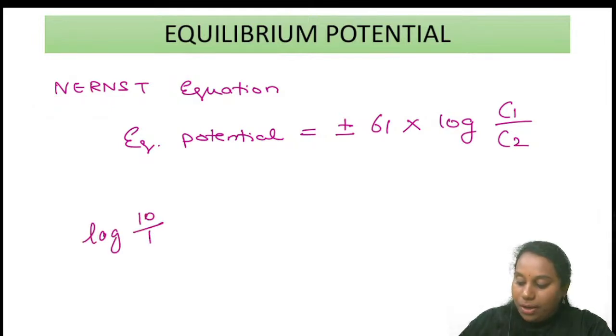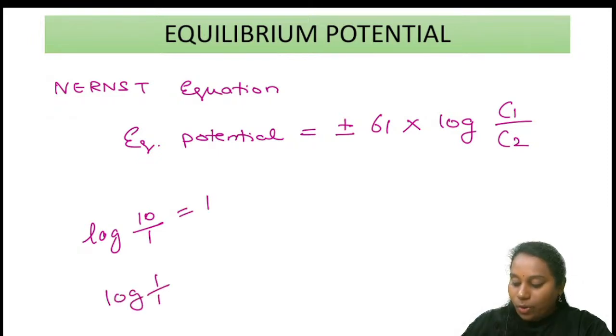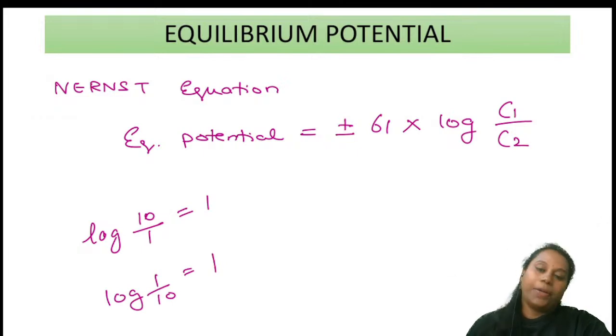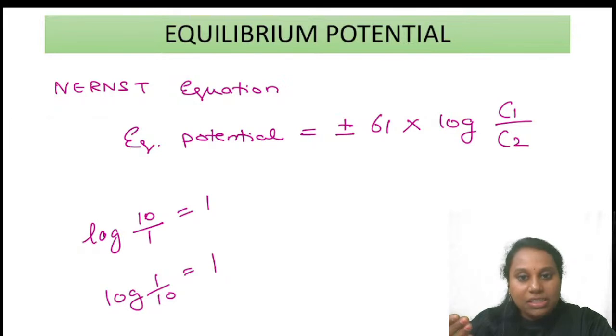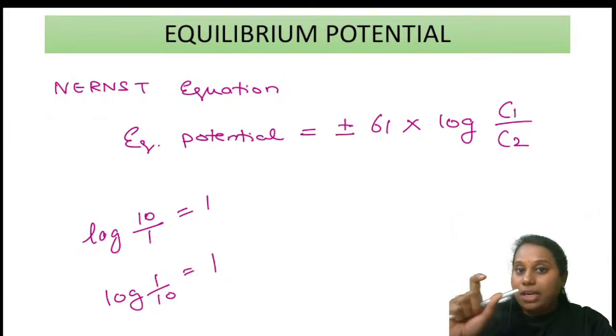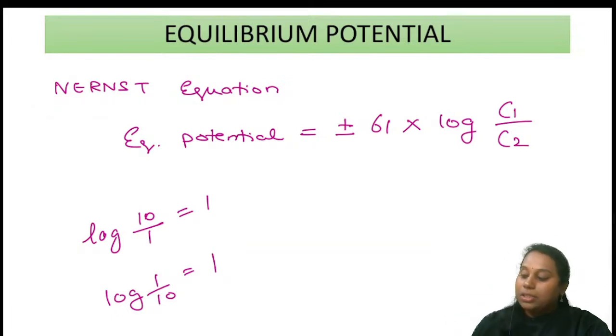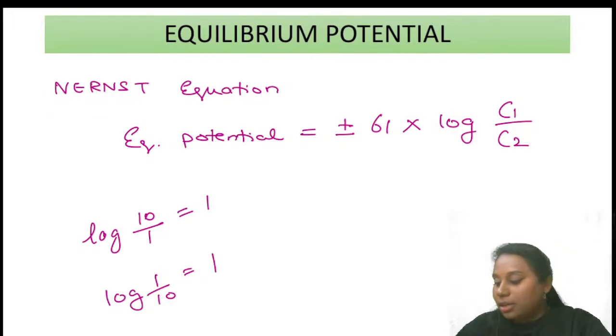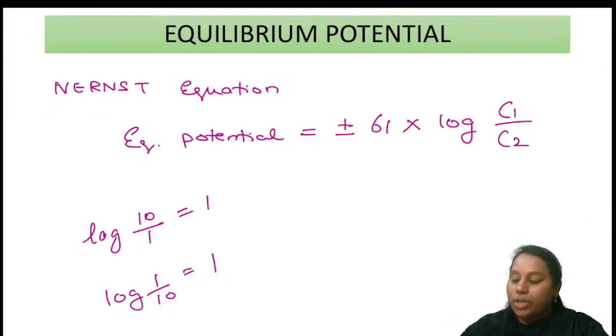Log 10 by 1 is also 1. Log 1 by 10 is also 1 only. Since you're taking a log, it could be ICF by ECF or ECF by ICF. Anyways, the value is going to be same only. So we can do this as ICF by ECF or ECF by ICF, or to be more convenient, always put the bigger number on top. Division becomes more easier. So this is the equilibrium potential for any ion by Nernst equation.